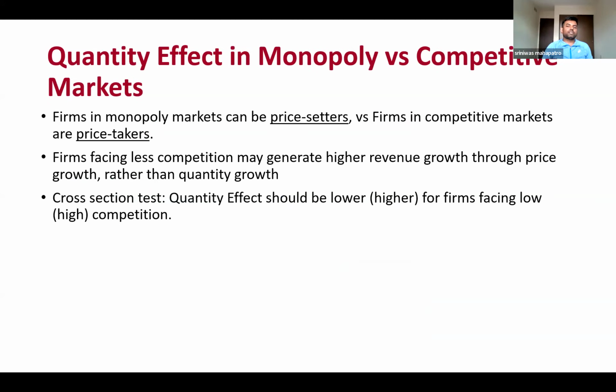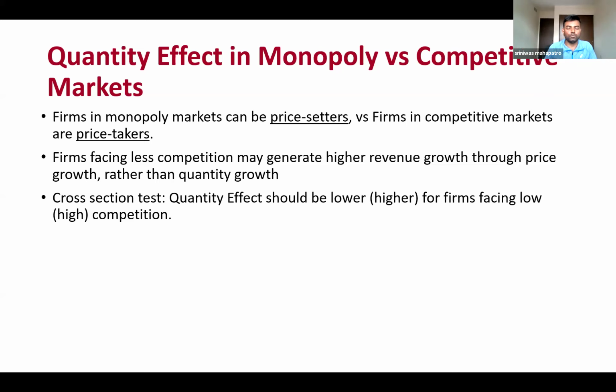Then we do a cross-sectional test. We try to find out whether the quantity effect is similar in monopoly markets versus competitive markets. To give you an idea, firms in monopoly markets are in general price setters, versus firms in competitive markets, which are price takers. So if the firm is facing less competition, say in a monopoly market, it may generate higher revenue growth through price growth too.